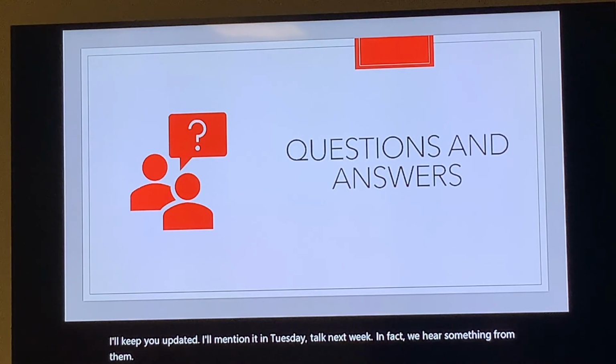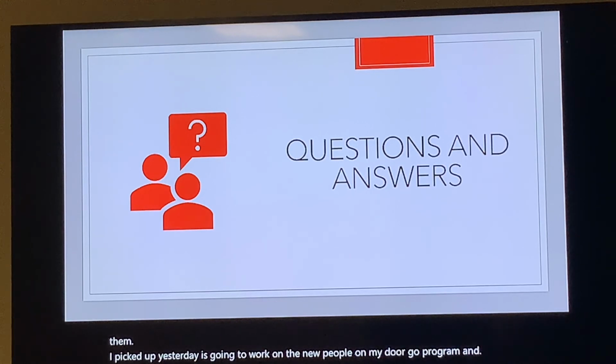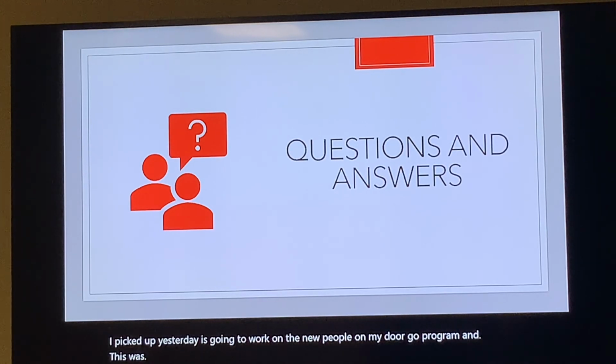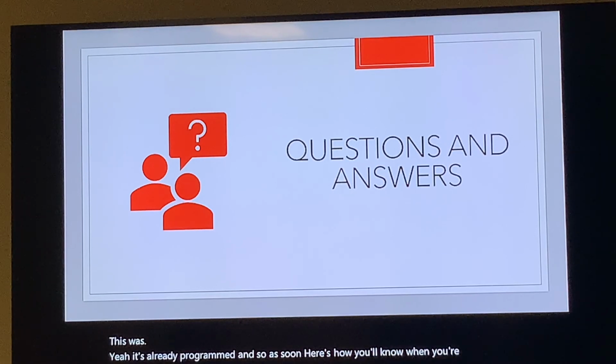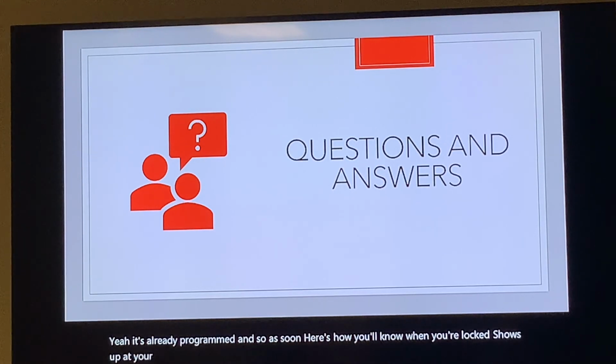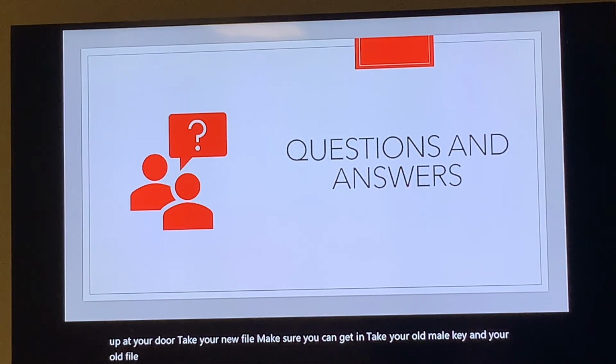The fob that I picked up yesterday is going to work on the new lock they put on my door. No programming necessary, it's already programmed. Here's how you'll know. When your lock shows up at your door, take your new fob, make sure you can get in, take your old metal key and your old fob, and bring them down to the front desk. And from that point on, you're good to go.